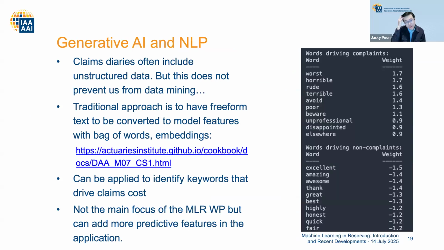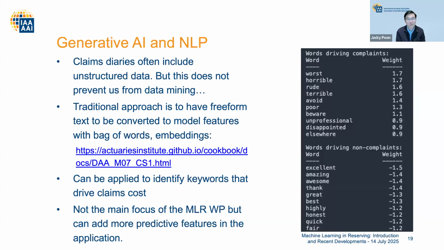And I would be remiss to not give a mention to generative AI, given it is the topic du jour at the moment. I would just say that it complements, but it doesn't necessarily overlap that much with the activities of the machine learning in reserving working party. I will observe that in practical application, claims diaries may often include unstructured data, so things like claims notes and so forth. And you can apply both traditional techniques with natural language processing, as well as Gen AI techniques, to read the text and pick out and engineer some features that you then feed into your model.